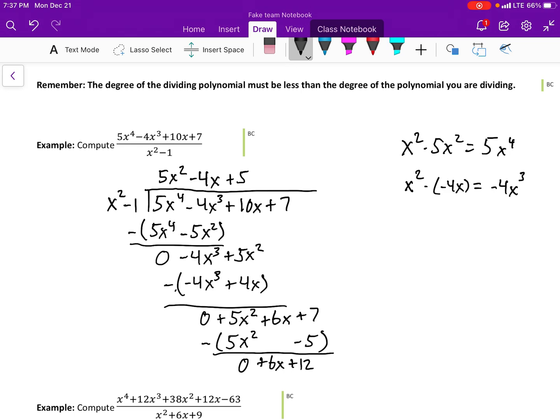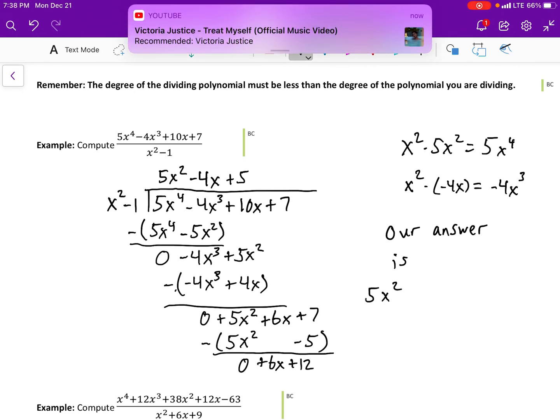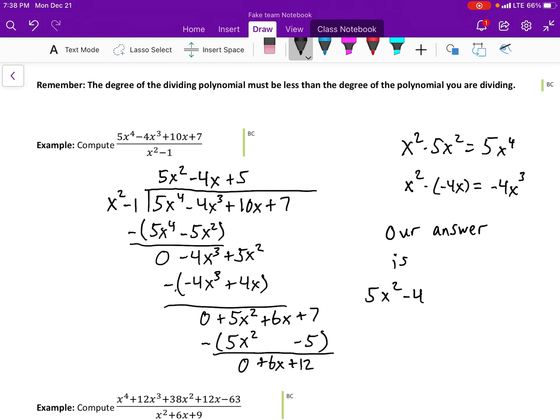And now when the degree of your divisor becomes greater than what's left, you stop. So the degree of x squared minus 1 is 2. The degree of what's left is just 1, so we stop. So our answer is 5x squared minus 4x plus 5, plus 6x plus 12 divided by x squared minus 1.